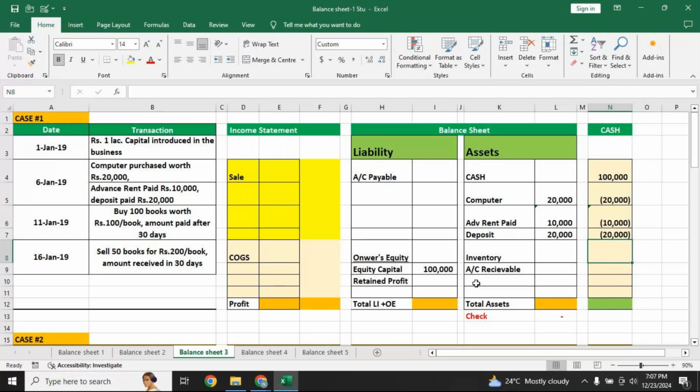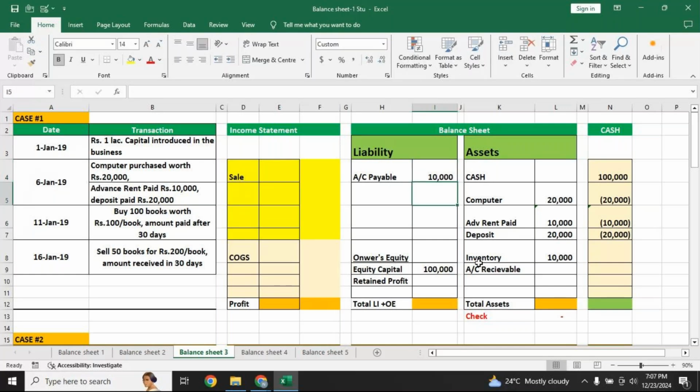So I am buying the inventory. So here I will tell equals 100 into 100. Okay, 10,000 worth inventory I have bought it. So later I'll be paying it after 30 days. So it will be account payable. So how much? 100 into 100 books.